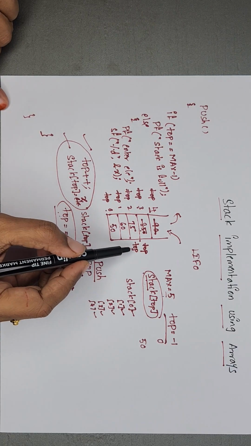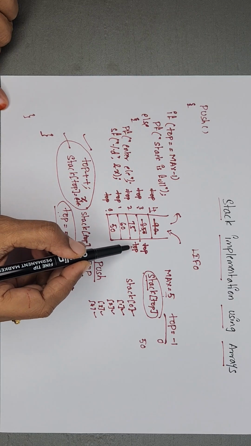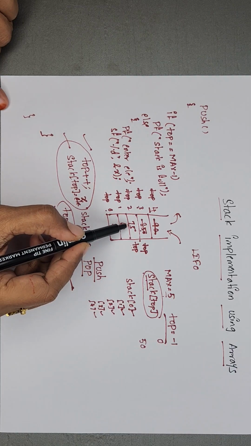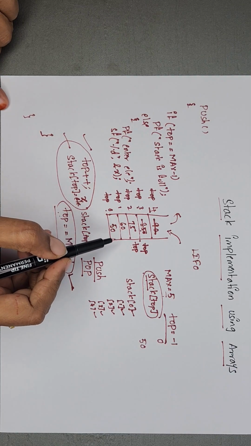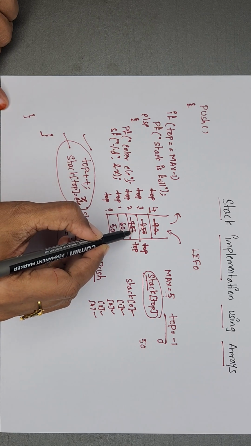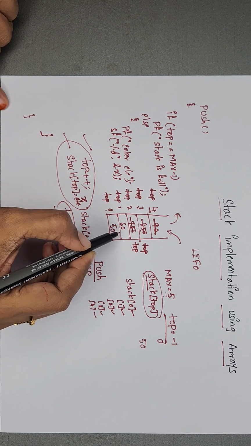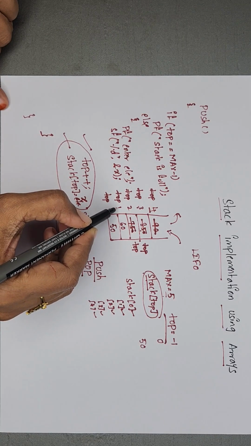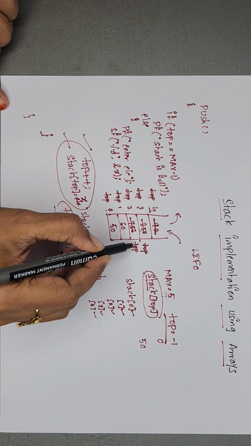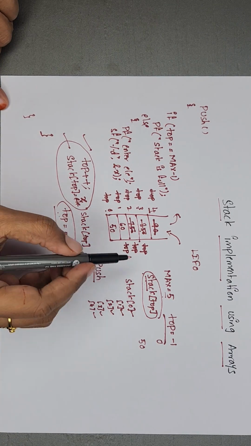See, again don't confuse, stack of top is 75. Top equals 2. Top means only index. Stack of 2 means stack of top is 75. Always delete means the stack of top element we have to delete. Once you delete this element, the next element becomes the topmost element. Now the topmost element's index is 1. 1 is assigned to top. It means simply decrement the top value by 1.